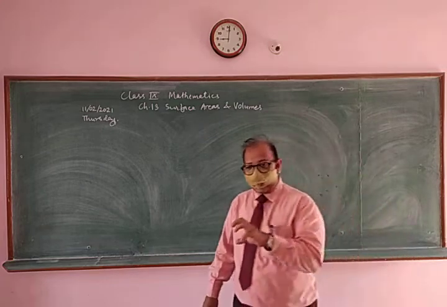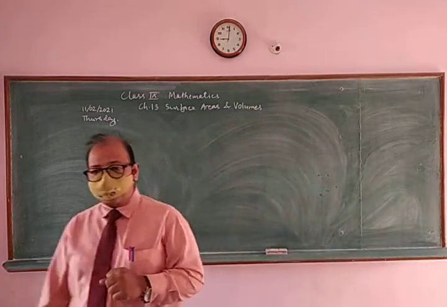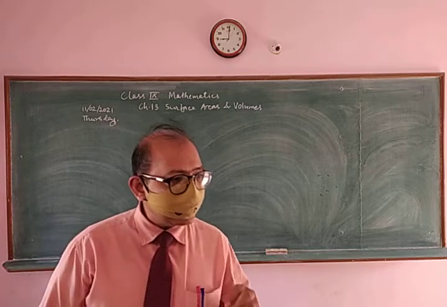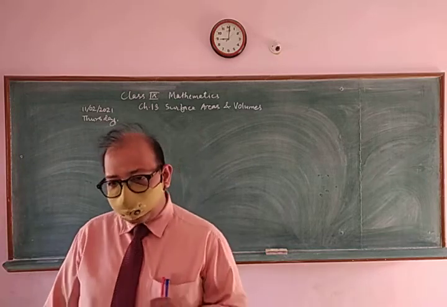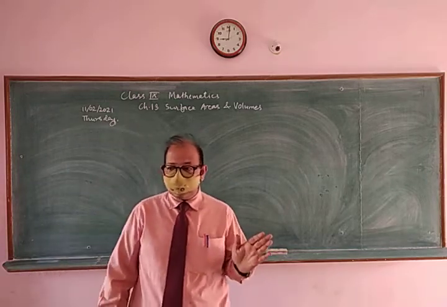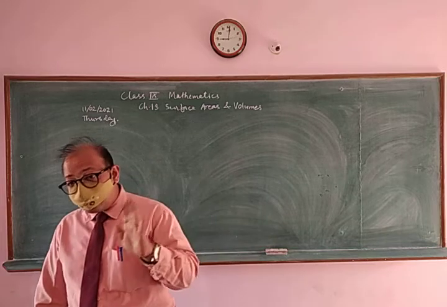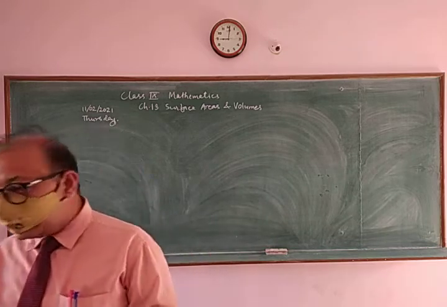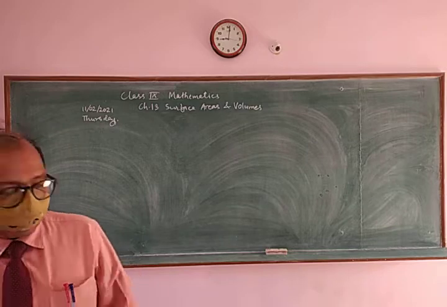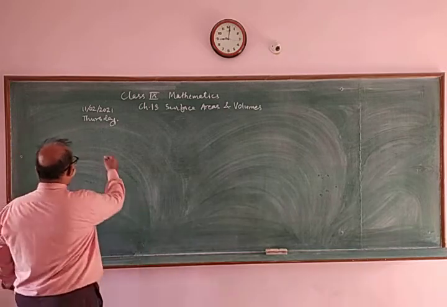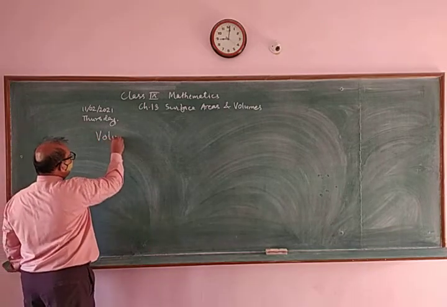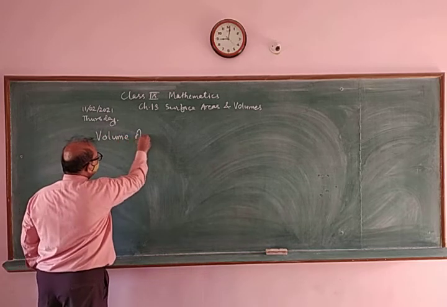Pi h in the bracket, capital R square minus small r square. Capital R is the outer radius and small r is the inner radius. Okay, so now we come to the volume of a cone.